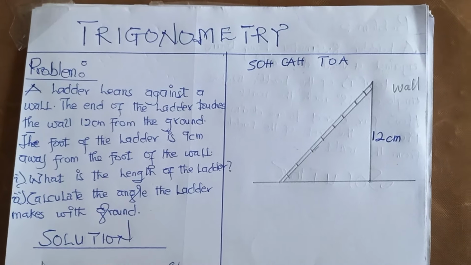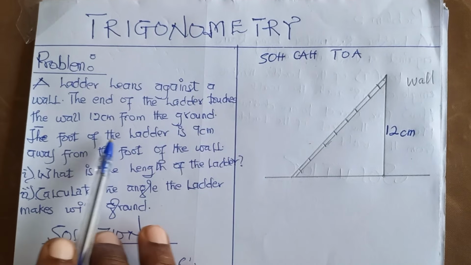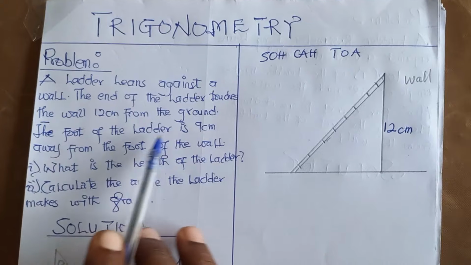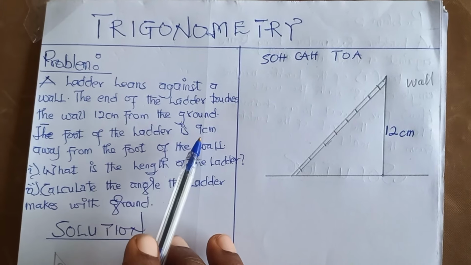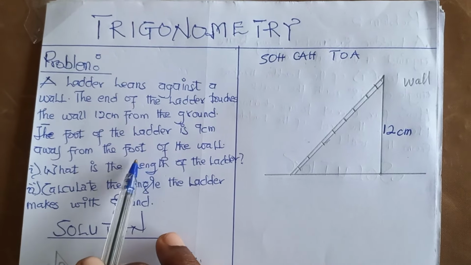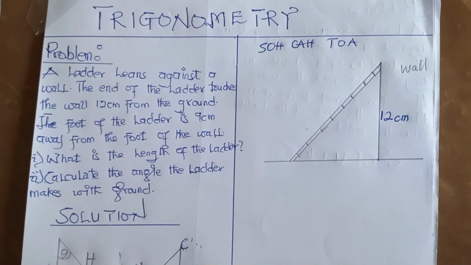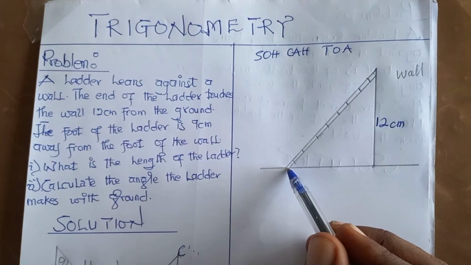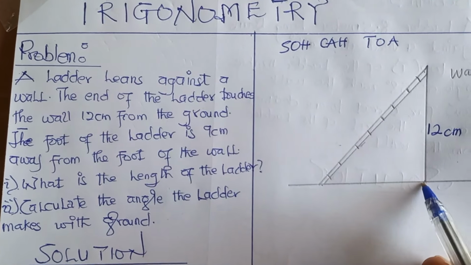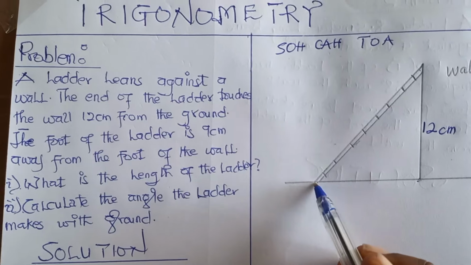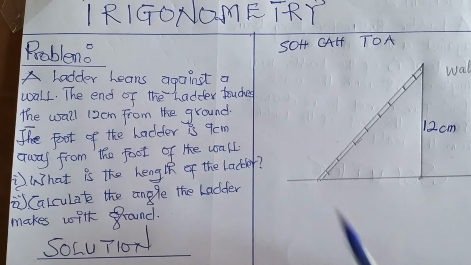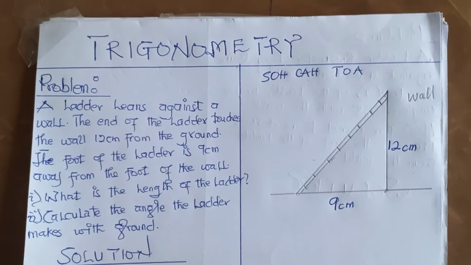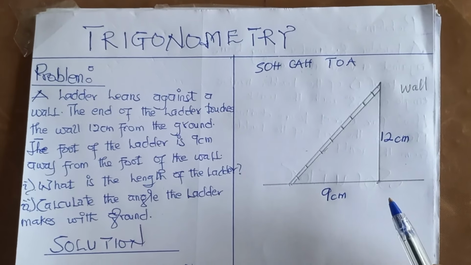Good. Then continues, the foot of the ladder is 9 centimeters away from the foot of the wall. So this is the foot of the wall, and this is the foot of the what? The ladder. So from the wall to the foot of the ladder, they said it's what? 9 centimeters. So you get 9 centimeters. So it was 9 centimeters.